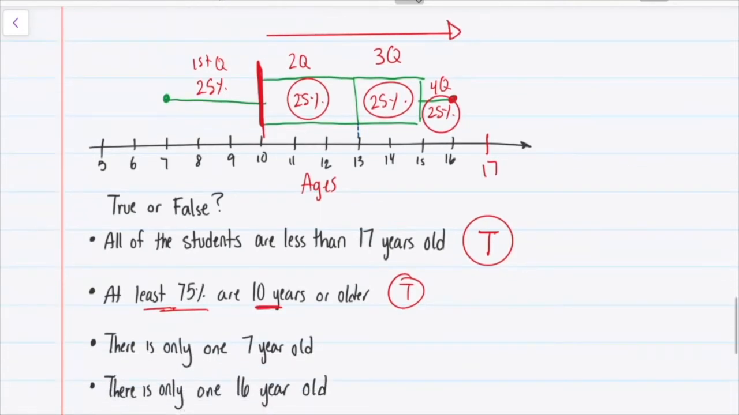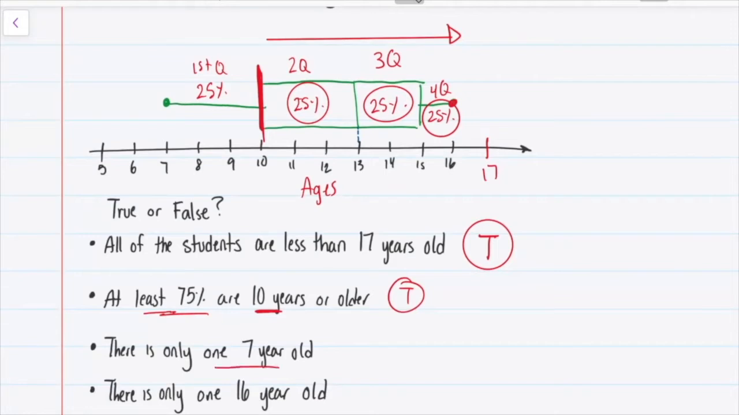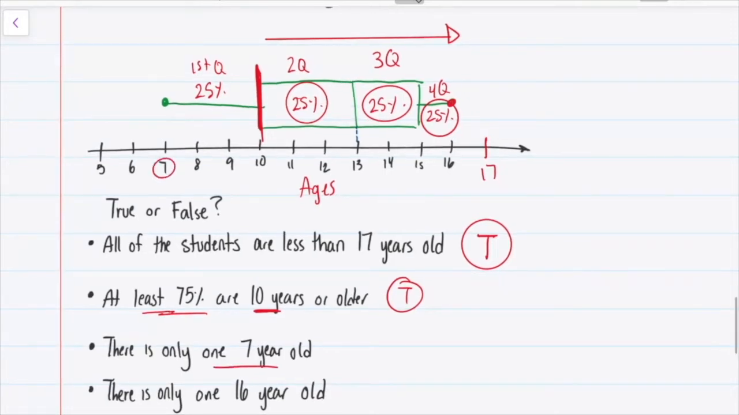Next one. There is only one 7-year-old. Well, a lot of people would say, hey, that's true. Because my 7's right here. Here's my point. We're good to go. It's true. The fact is, you actually have not enough information. Let me tell you why. Because a box plot does not tell you how many 7-year-olds are there.